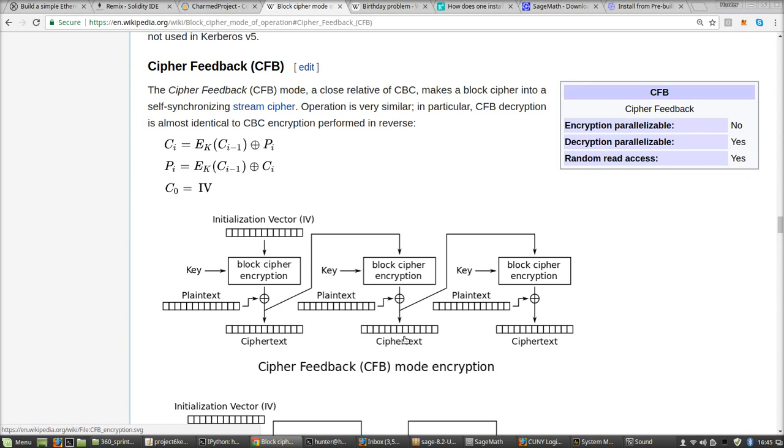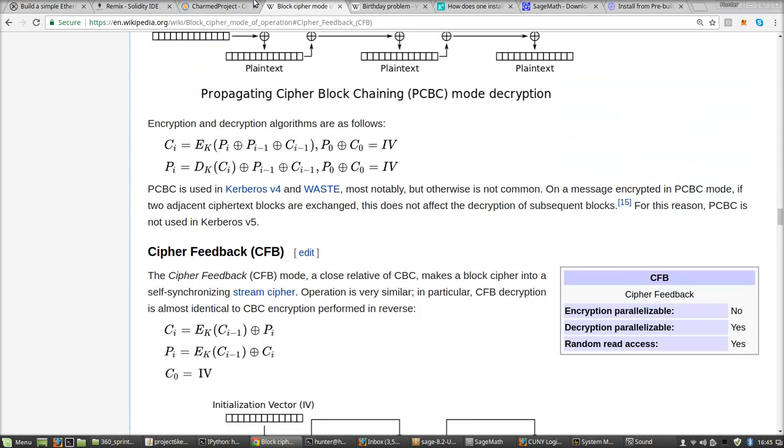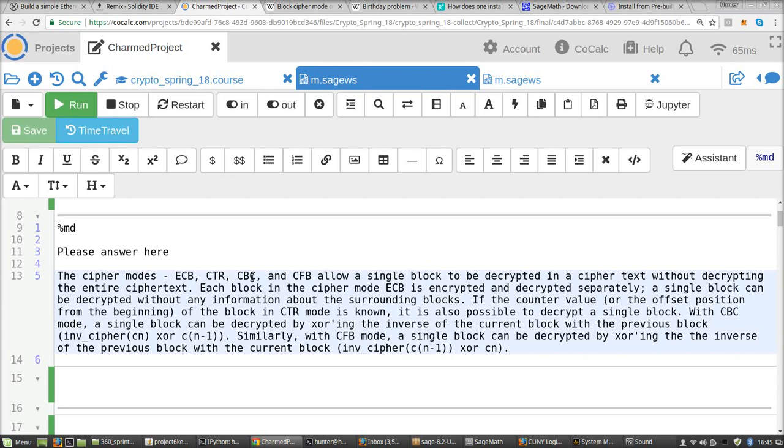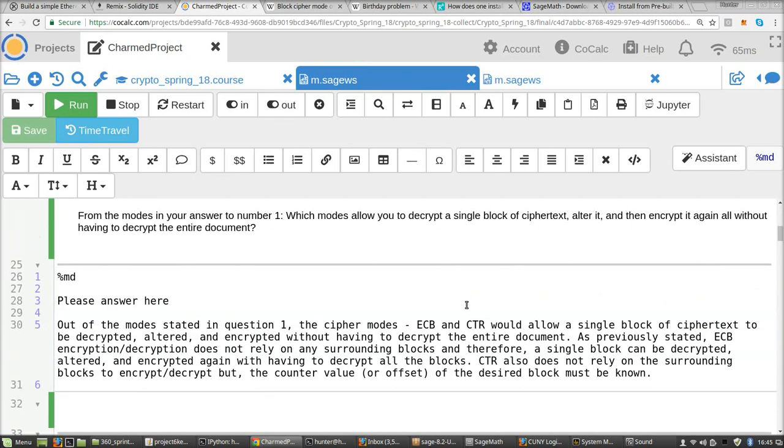decrypting an entire ciphertext? If you look through the Wikipedia page on block cipher modes, you might be able to figure this out. For example, with cipher feedback mode, it is possible, because if I want to decrypt this bit of ciphertext, I need to XOR it with the output of the block cipher when I put in the previous block of ciphertext, and that will give me the plain text. So, you can do that.